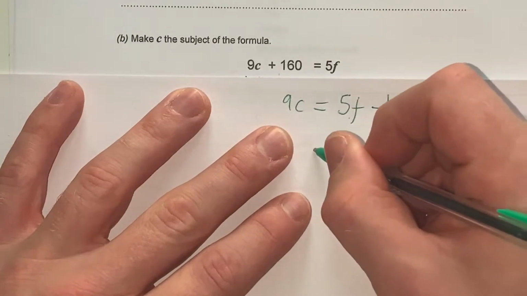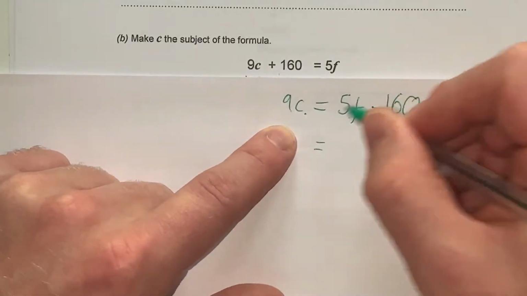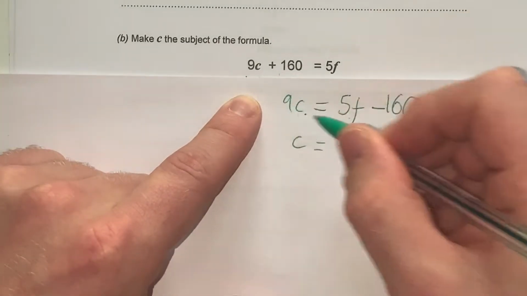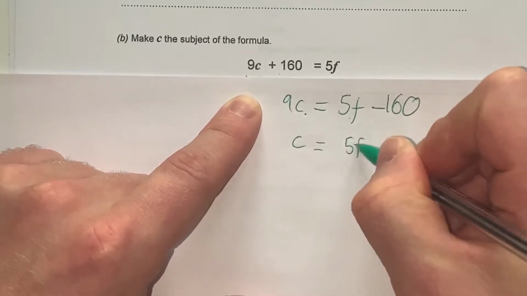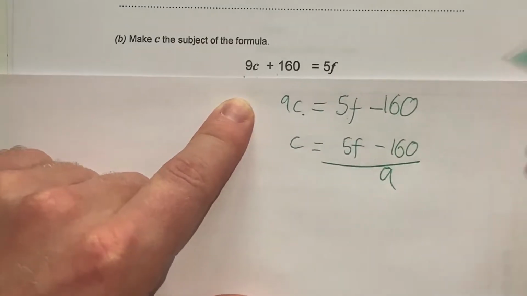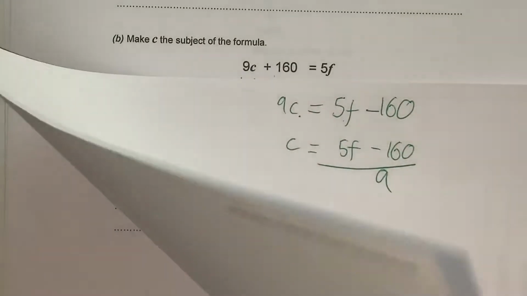So now what would I have done? Well, if 9 times something gets me to all of this, I've got to do the opposite. You're going backwards in maths, you're doing the reverse. The opposite of times by 9 is actually dividing by 9. So I'd have to divide all of this by 9. If you've written divide by 9 after, you've got to put it in brackets. Okay, guys?